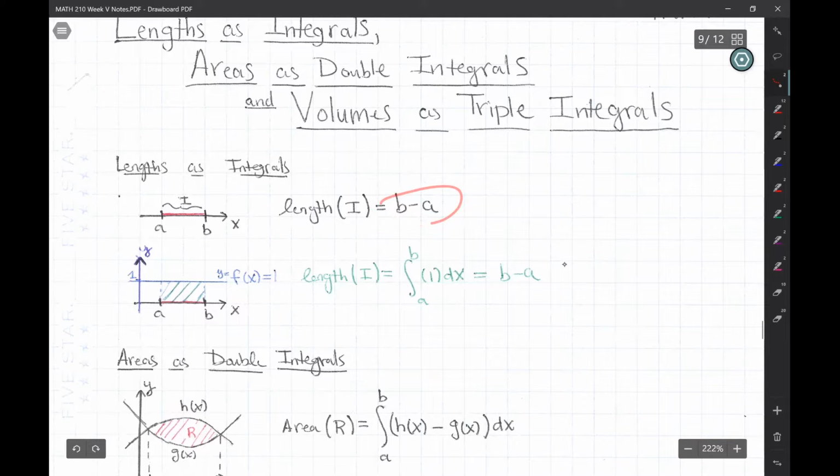Notice in both procedures we got b minus a, and so what we learn from this is that the integral of a function equal to 1 will correspond to an area that is in fact equal to the length of the interval. Okay, so the area here is the same as the length here.